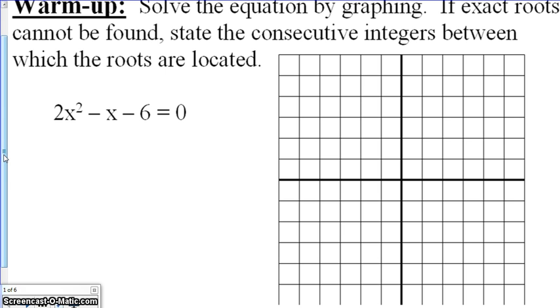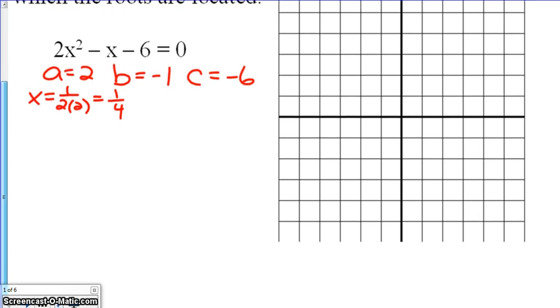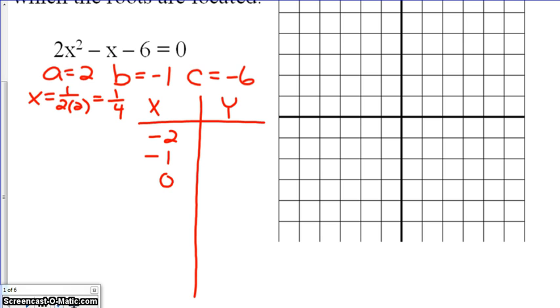So again, we have to find our A, B, and C values. We can tell this parabola is going to open upward. Find the x-coordinate of your vertex, or the axis of symmetry. Once we've done that, we're going to make our t-table. Vertex is at 1/4.